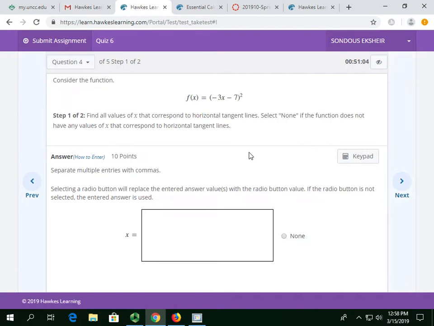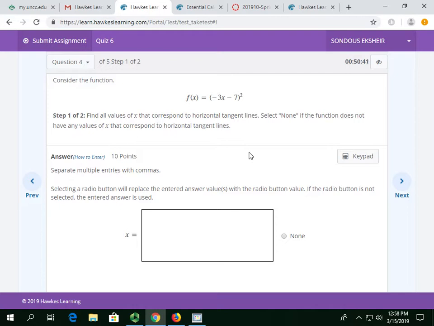What does this one say? All right, we've got this function here. So off screen, I'll write it down as I'm reading it. Consider the function f of x is equal to, parentheses, negative 3x minus 7, squared. Find all values that correspond to horizontal tangent lines.